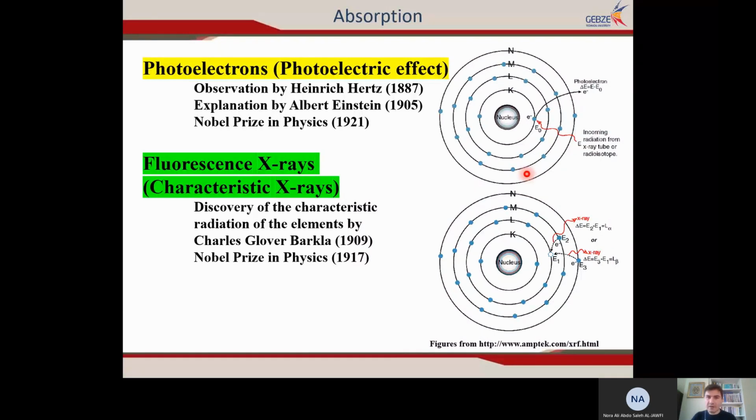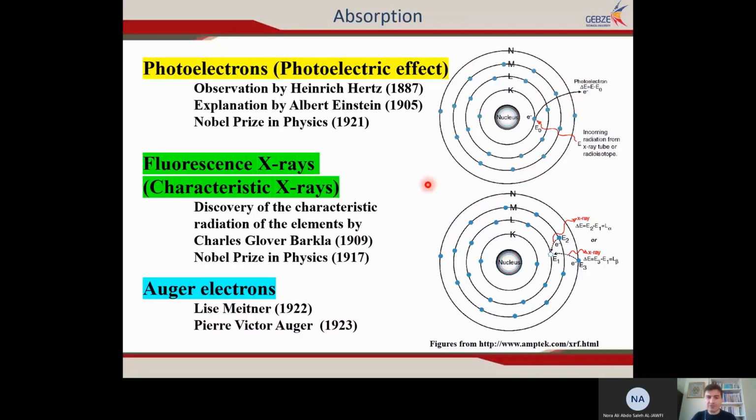Now let me finish the absorption with Auger electrons, which was independently discovered by Lise Meitner in 1922 and Pierre-Victor Auger in 1923. So again, let's consider that an X-ray is coming and interacts with this electron. It has enough energy, and then this electron becomes a photoelectron or free electron, or it is excited, let's say. Then from the outer shells, one electron drops into this level, and here we have delta E.